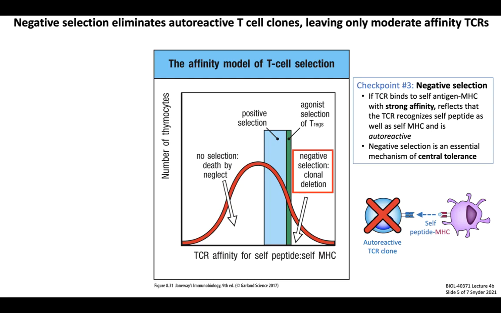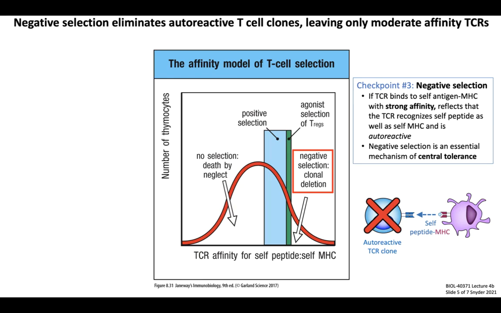Note that this diagram also has a green bar on it that represents TCRs with stronger binding affinity to self-antigen than positively selected clones, but lower binding affinity than negatively selected clones. And these TCR clones will become a type of immunosuppressive T cell called a T regulatory cell, or Treg, which are CD4 positive. And we'll discuss these more in our upcoming lecture about effector functions of T cells.